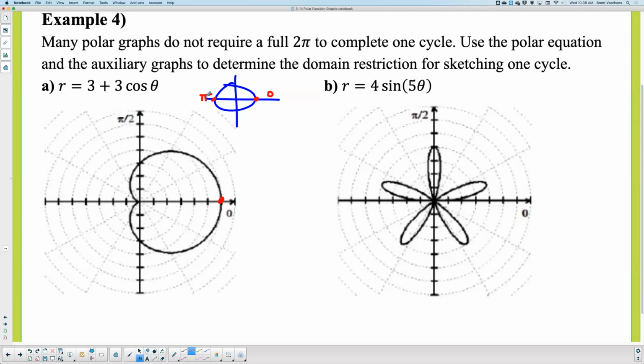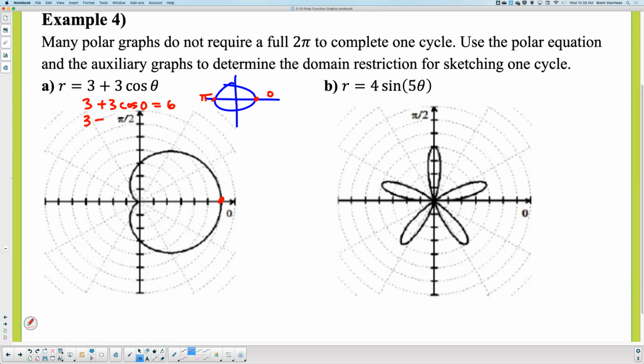So let's plug in a pi. Cosine of pi is what number? Should just be 1. So 3 plus 3 cosine 0. Whoops, I meant to put a 0. Equaled what number? 6, because cosine of 0 was 1. 3 plus 3 is 6.